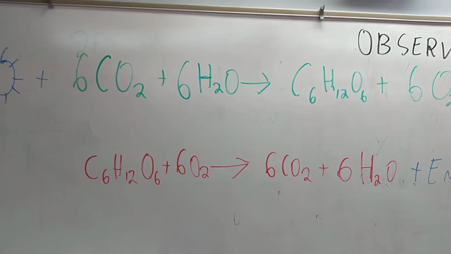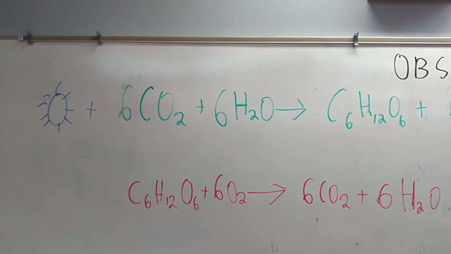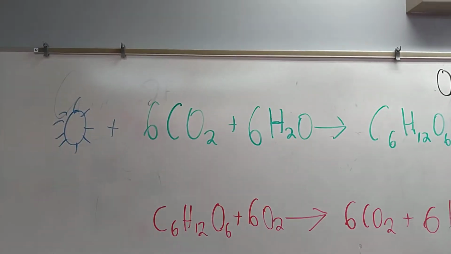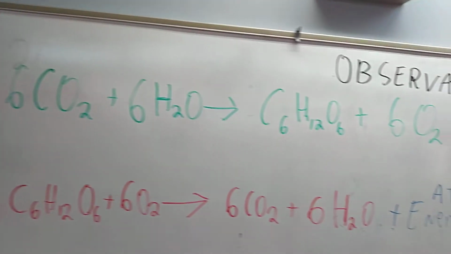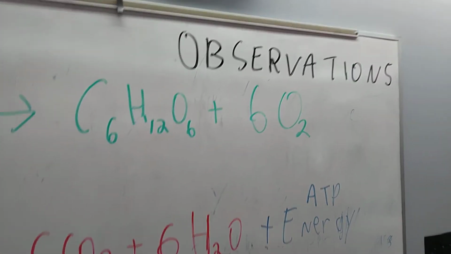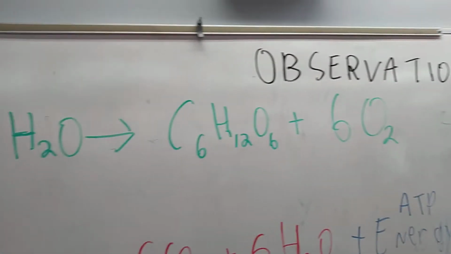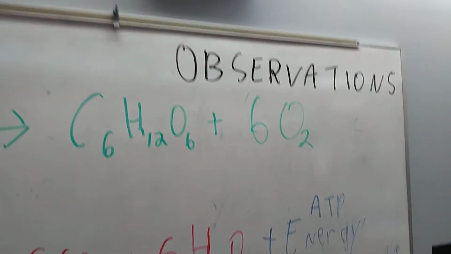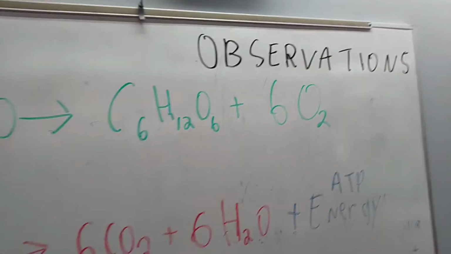If you look at these two equations we have on the board, top one, photosynthesis in green: sun gives energy to carbon dioxide in the air and water in the ground, plants grow. What do plants do? They make glucose and they release oxygen. Two very important products from photosynthesis. Glucose, the beginning of the food chain, and oxygen. Every animal in the world needs to breathe oxygen.